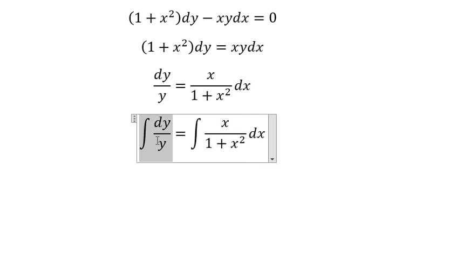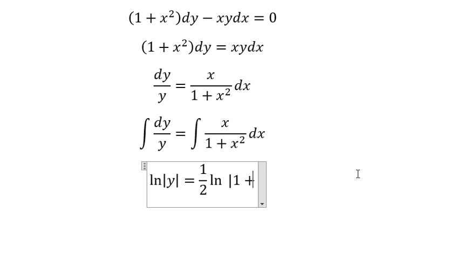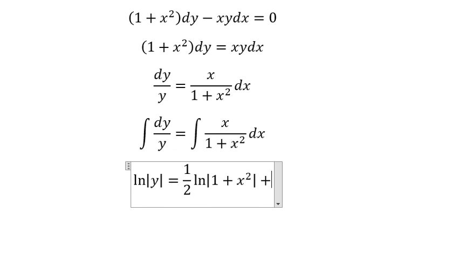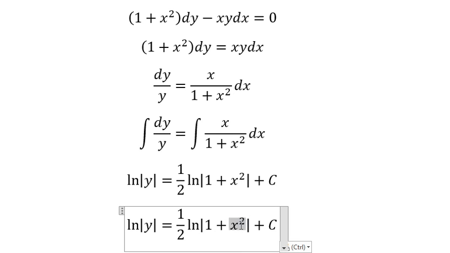The integration of this one, you got about ln of the absolute value of y. The integration of this one, you got about 1 over 2 ln of the absolute value of 1 plus x squared, and we put about c. This one is about even power, so they provide about the positive number, so we don't need to use the absolute value anymore.